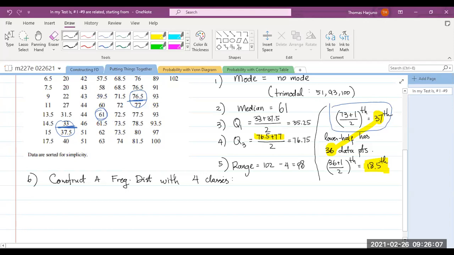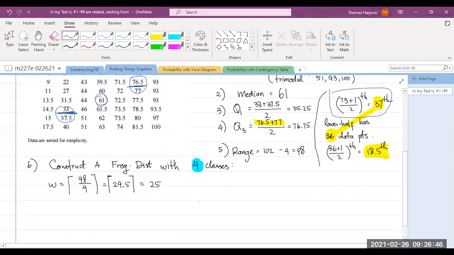Let's say we do it with 4 classes. We already know the range is 98. So how about the class width? If I tell you to do it in 4 classes, that will be 98 divided by 4. I wonder what's that. It's 24.5. If I round to the next unit, that will become 25. I always need to round it up.